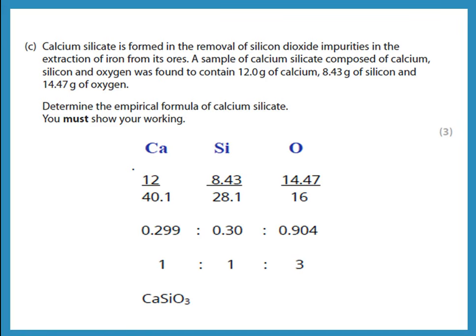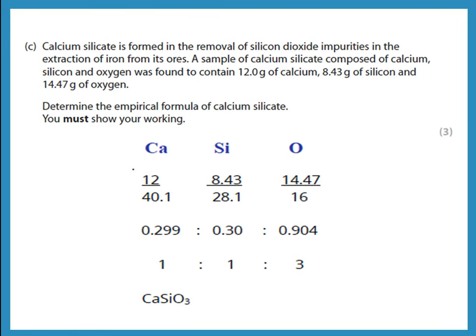Remember that he could either tell me calcium is 12 grams or calcium is 12%. I still do the same thing. So calcium is 12, silicon is 8.43, oxygen is 14.47. What do we do in the first step? Divide by the atomic mass of each one. So calcium we divide by 40.1, silicon we divide by 28.1, oxygen we divide by 16.